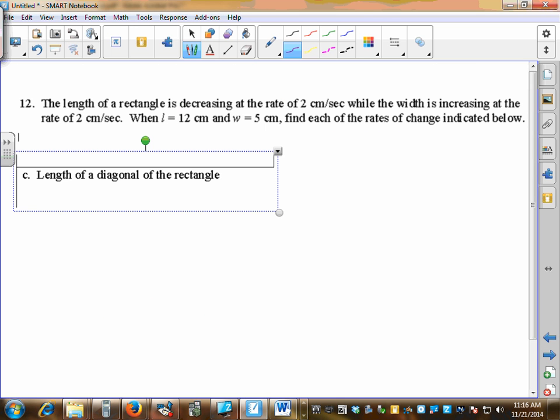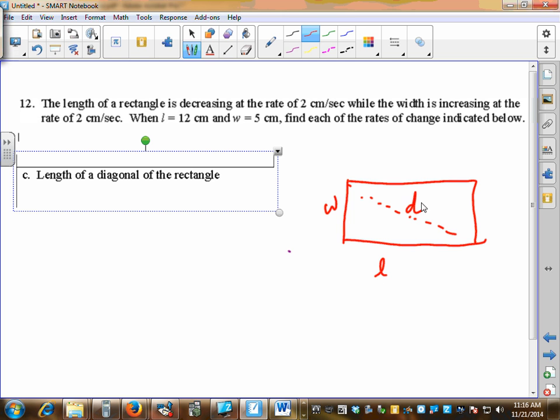Okay, last one, length of a diagonal. Width, length, and we are looking for the diagonal. And what was that formula again for the length of that? It'd be what? D squared equals W squared plus L squared. Right.